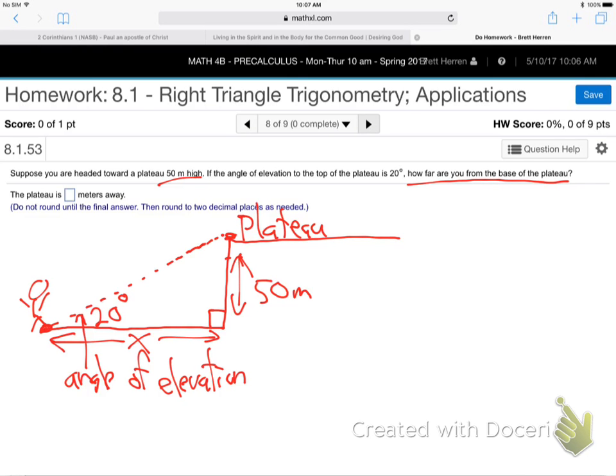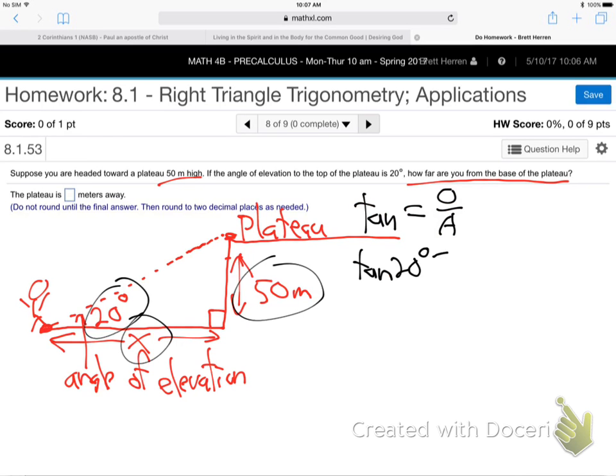So can we find x in that situation? Let me give you a second. Try that one. Yeah, that one could be a little tricky. Be worth your while to crank it out. What relationship connects the 20 degrees, the 50, and the x? Tangent, yeah. Because tangent is opposite over adjacent. So tangent of 20 then is what? 50 over x. Isn't that good?